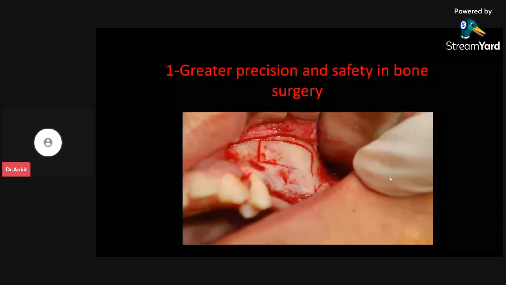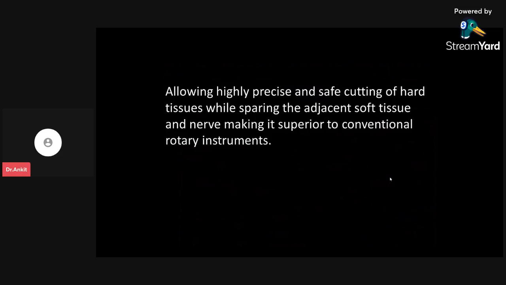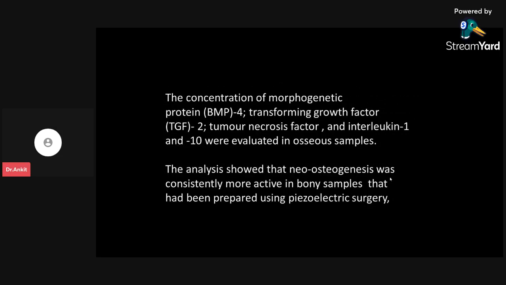Now you can see a very beautiful diagram where you can use the piezotome in bone surgery like sinus lifts and all. There the greater precision, the conservation of bone, and the safety area is basically useful, right? So in such a scenario, the greater precision is very important. It allows high, precise, and safe cutting of hard tissue while sparing the adjacent soft tissue, which we have already read, because the piezotome does not cut the soft tissue, and by its own nature, it makes it superior to the conventional rotary instruments, right?